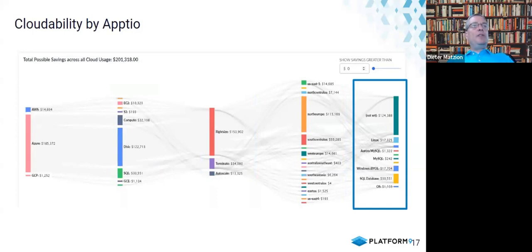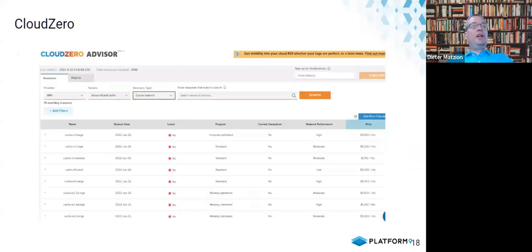Now let's look at a couple of other things here. We have CloudZero, which is another popular tool. And here's the user interface. And again, I'm going to walk us through this. For one thing, here in the highlighted section, we see that there are resources being shown. You can also show regions.